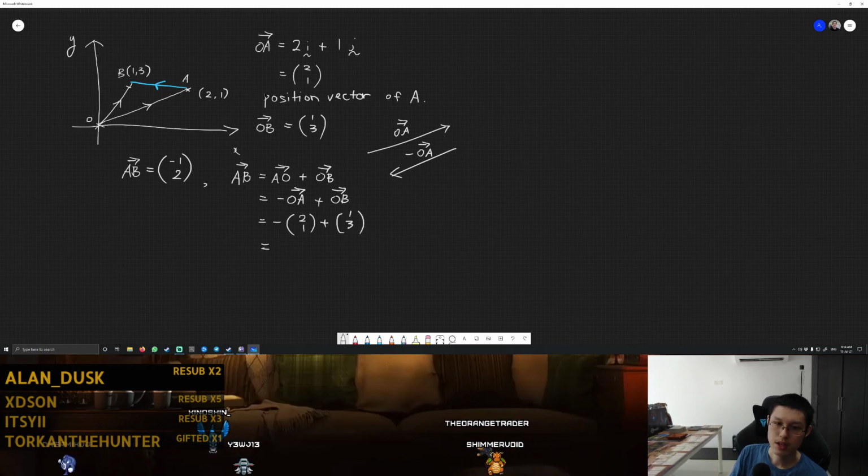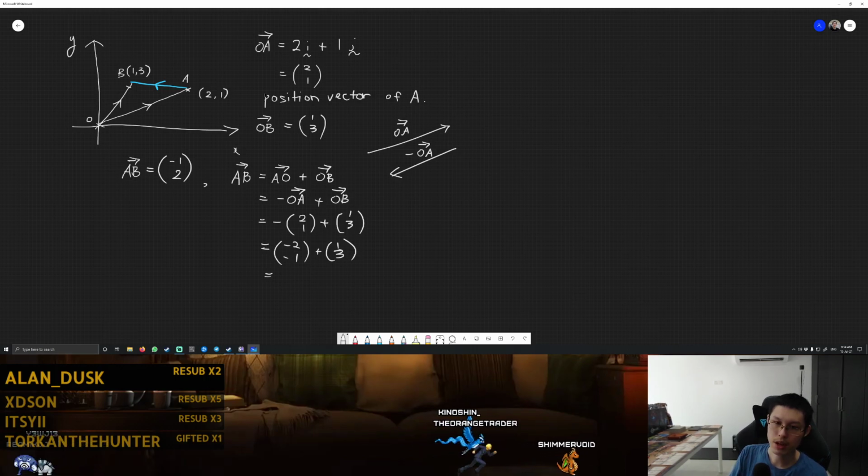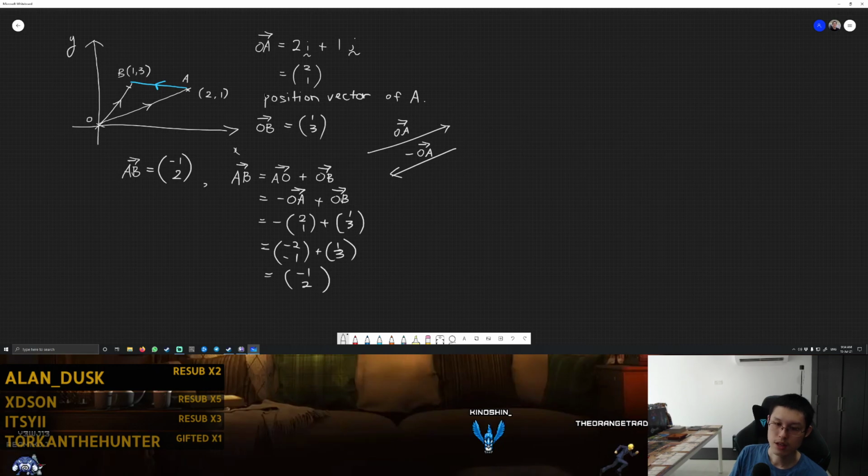So if you have a negative out here, you can actually put a negative inside like so. And when you add vectors, the top one you add with the top one, the bottom one you add with the bottom one. So you get -1 and 2. And as you can see, that's what you get, right?